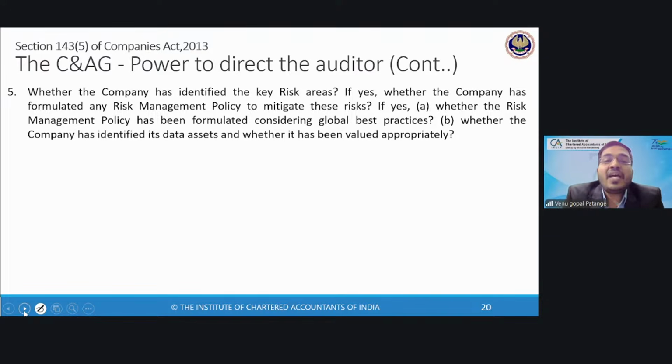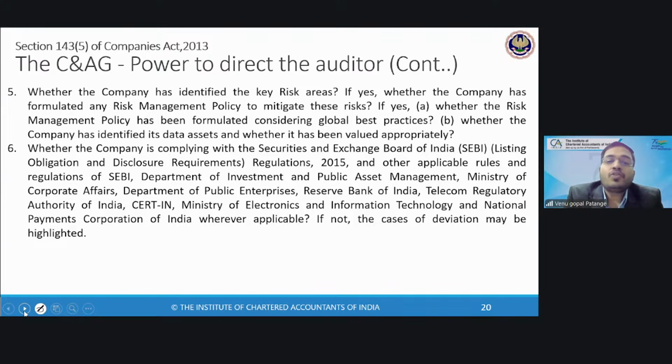So this can be a direct theory question which can come. So please do revise all these 6 points. If it is a listed entity, whether it is complying with the rules and regulations, listing regulations; if it is a bank, RBI; if it is like BSNL, I told you, TRAI, Telecom Regulatory Authority of India rules, you need to follow, etc. You need to comply with the other rules also. That also has to be verified by the auditor of PSU.